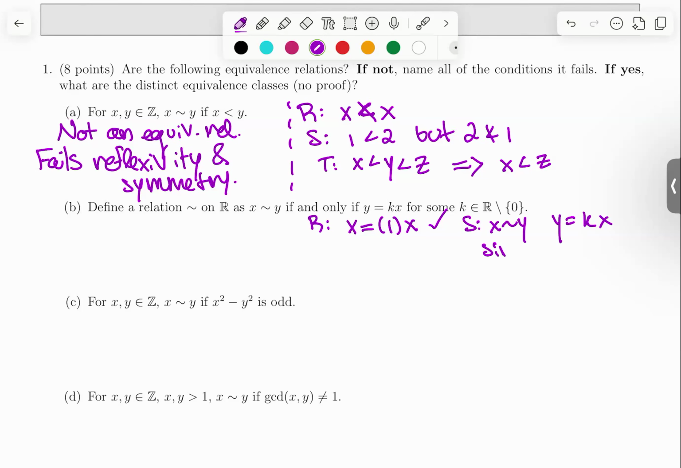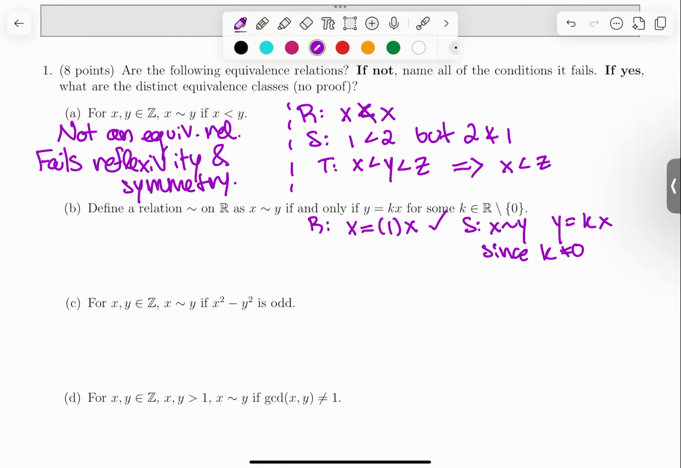For the symmetry thing, if x twiddles y, then there exists some k such that this is true, and k is non-zero. So since k is not 0, and we're in the reals, right? Then we can divide both sides by k, so we get 1 over k times y equals x. So y twiddles x. Cool.